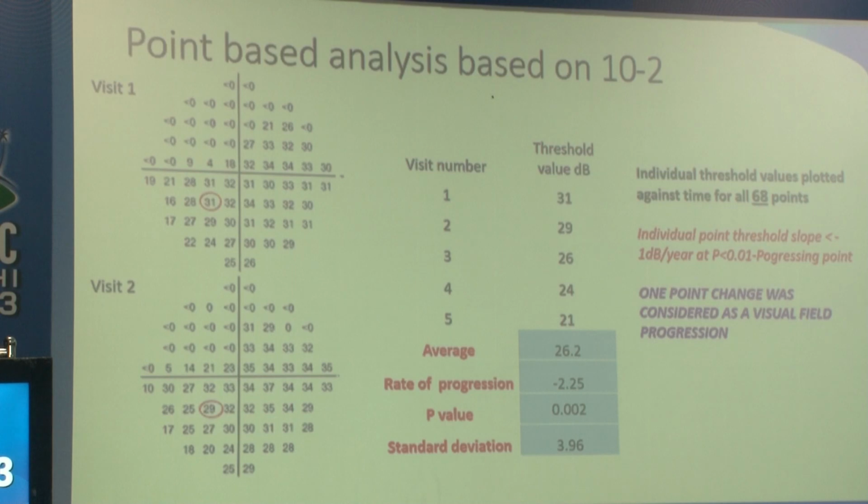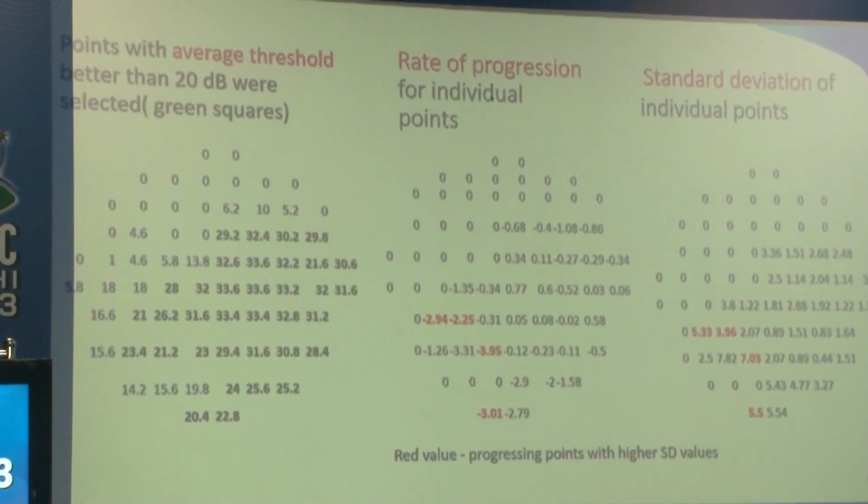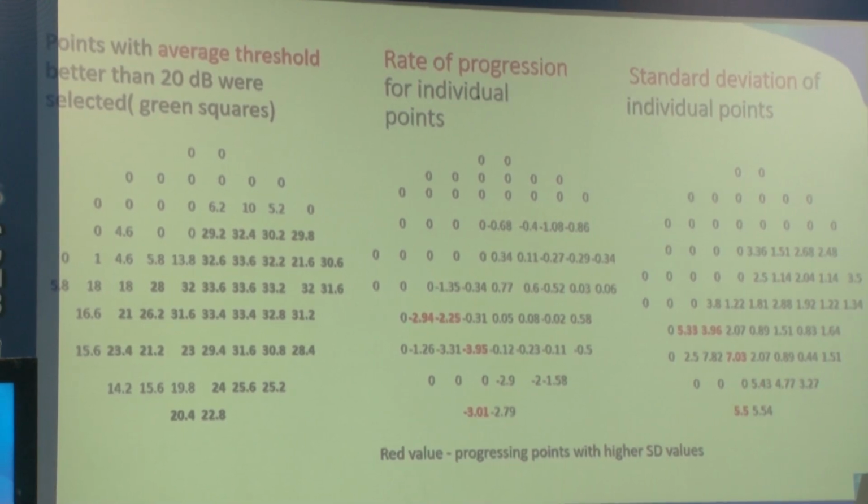And we marked the point as a progressing point if the threshold slope was worse than -1 decibel per year at a p-value of 0.01. And we consider a field as progressing even if there is a 1 point significant change. As you can see in this diagram, the values marked in bold are the threshold values which were better than 20 decibels and were selected. The red values are the points which were statistically significant, and they showed higher fluctuation as compared to adjacent points.